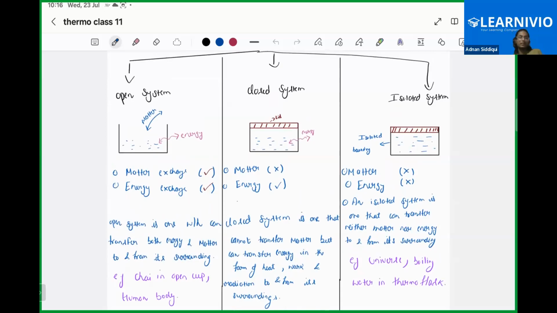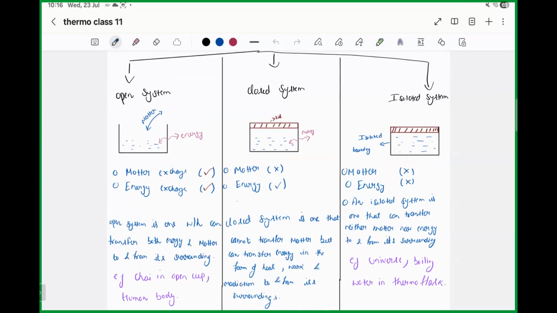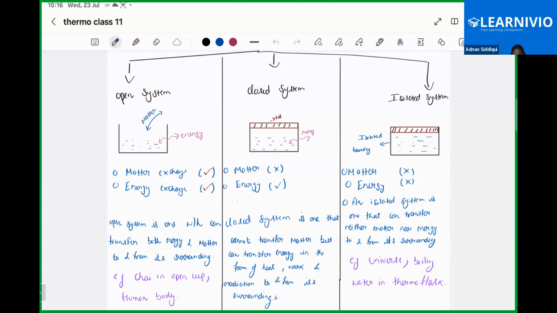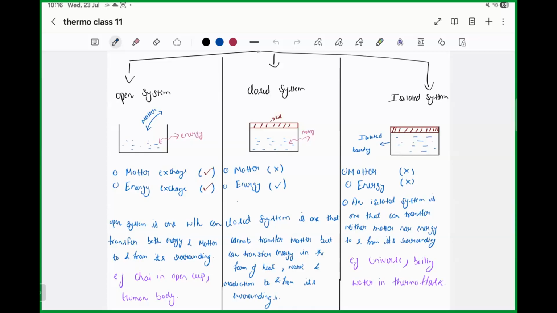Good. What about closed system? A good example is when a lid is closed over the cup of tea, where the matter is not exchanged, the steam of the tea doesn't escape, but it still gets cold. So energy exchanges. But isolated system, a good example is a flask, hydro flask. In hydro flask, the matter doesn't escape and the temperature doesn't change. It's always constant. So matter doesn't exchange and energy doesn't exchange.